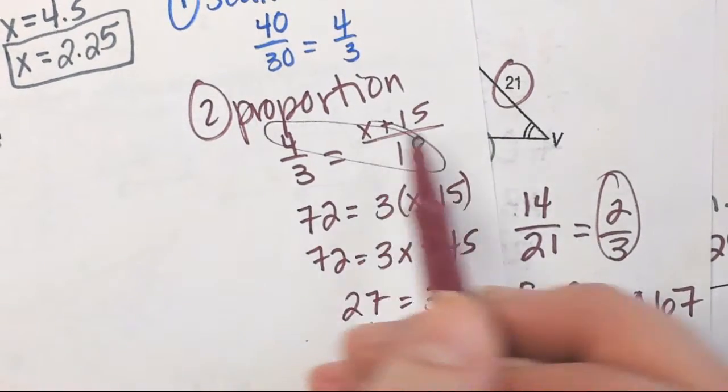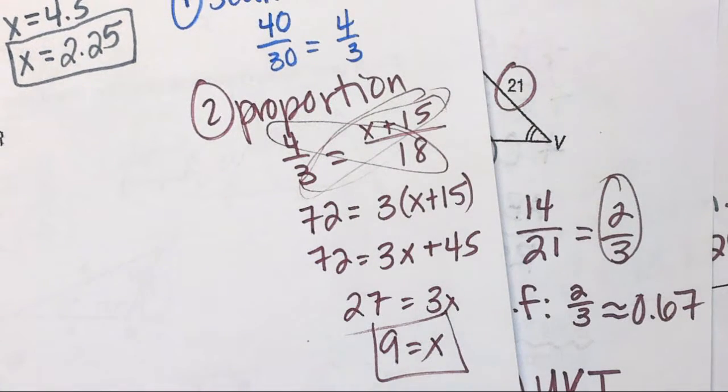4 times 18. And then 3 times x plus 15. Still multiplying on those diagonals.